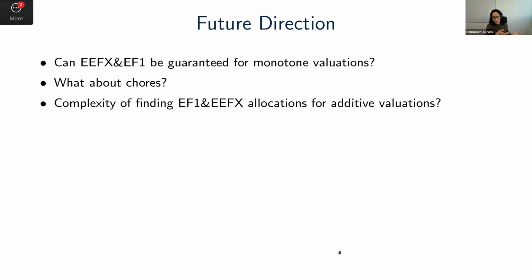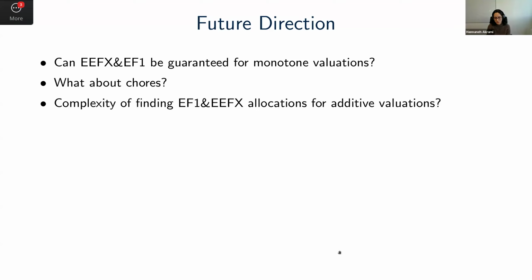And it is a valid question to ask whether they can be guaranteed at the same time for this class of valuations. And also our results hold for the good setting. One can ask the same question about chores. Again, individually EEFX and EF1 exist for chores setting, even for monotone valuations. And finally, our proof is an existential proof, which can be turned into a constructive exponential time algorithm.